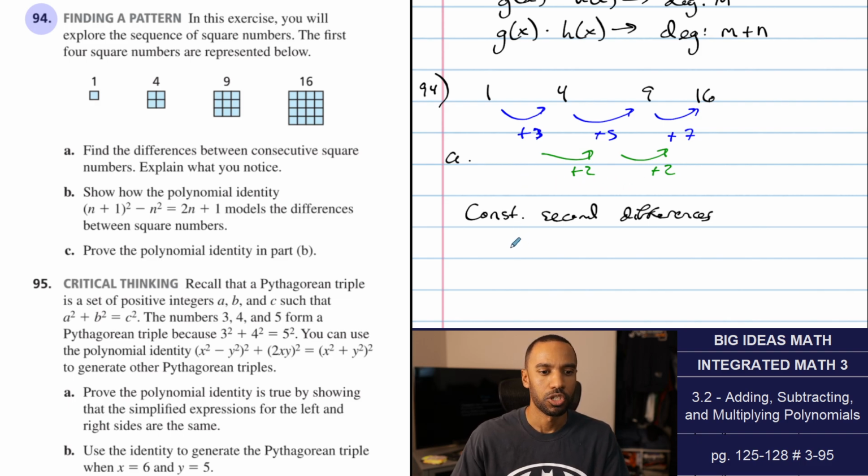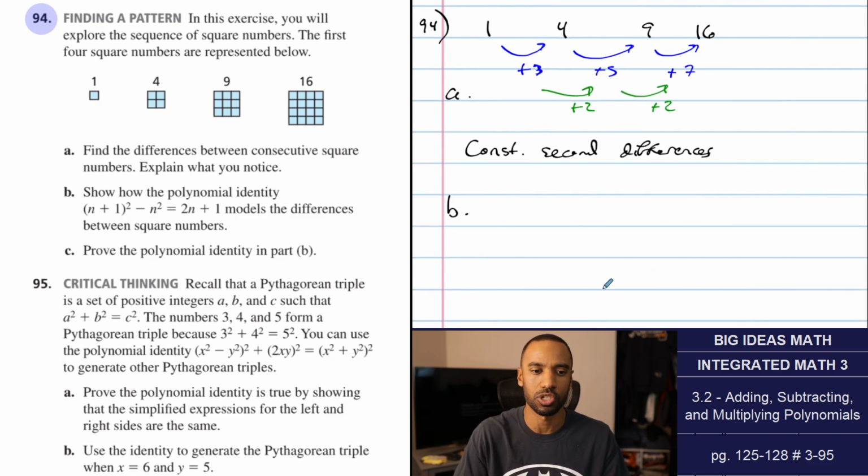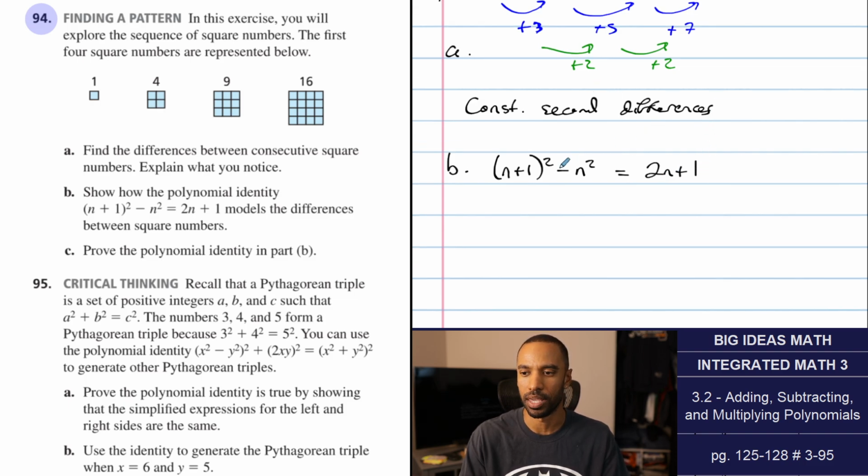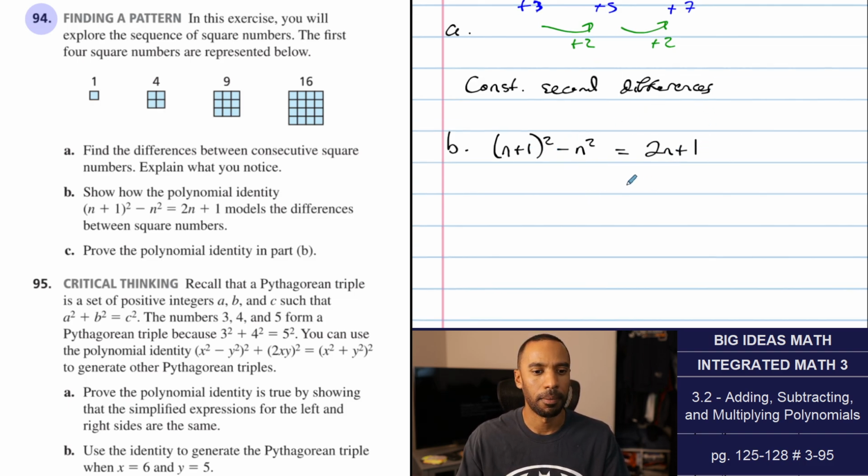Part B, show how the polynomial identity n plus 1 quantity squared minus n squared equals 2n plus 1 models the differences between square numbers. So n plus 1 squared minus n squared equals 2n plus 1. Oh, because we increased by 2's there. How does it model it, or how does this work? Oh, prove the polynomial identity is what I was thinking of.